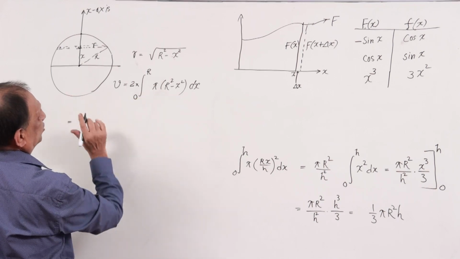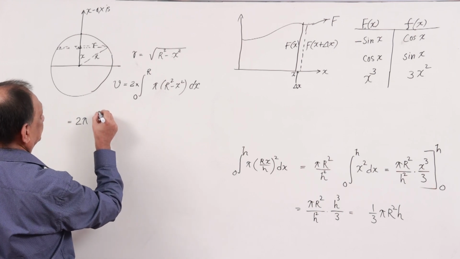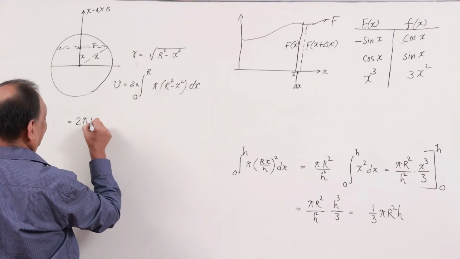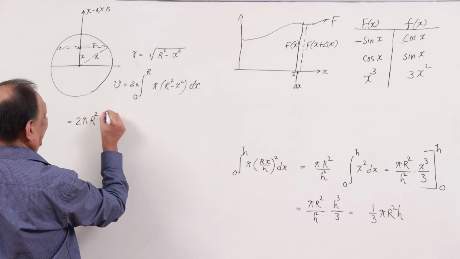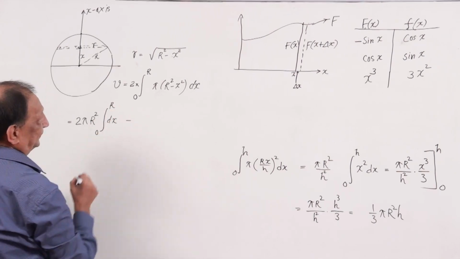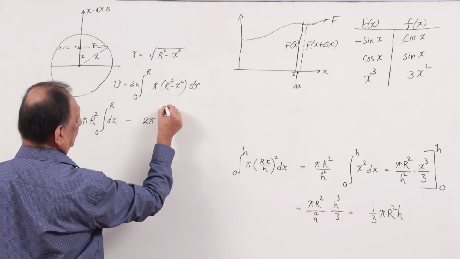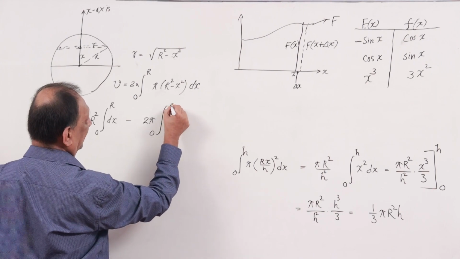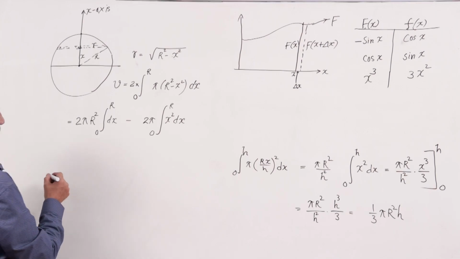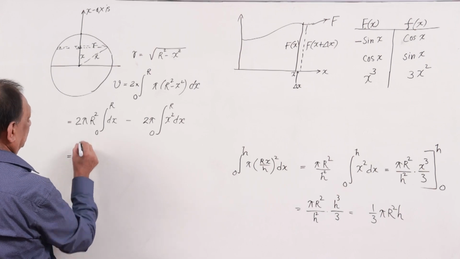I can take pi out. So 2 pi, in fact, pi R squared minus pi x squared. So 2 pi R squared is a constant; the entire thing from 0 to R of dx is one part, minus 2 pi, the integral from 0 to R of x squared dx. Right? Correct. So equal to, what is this?